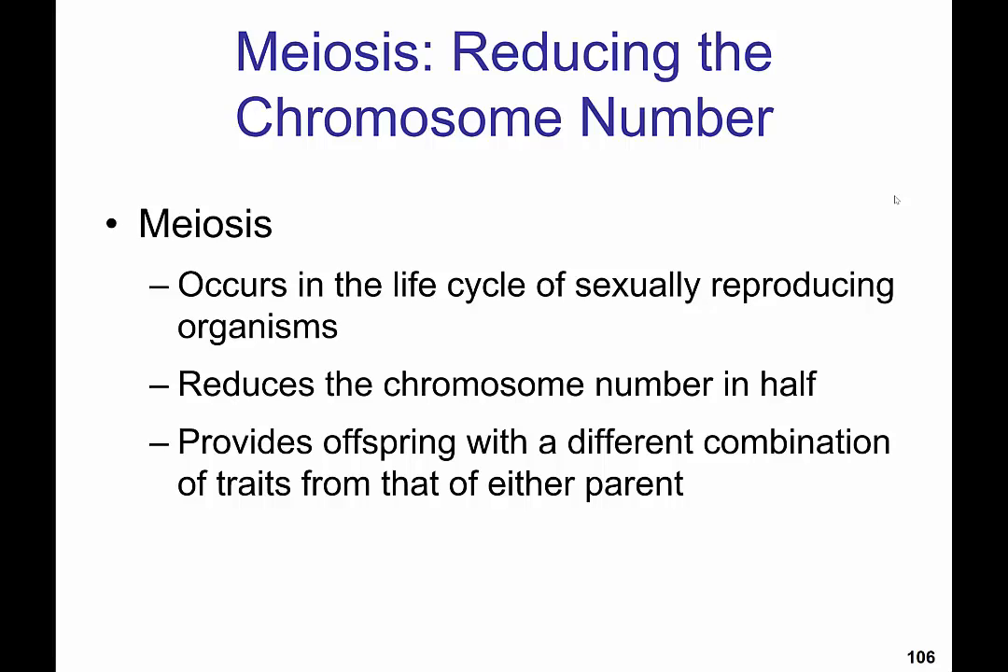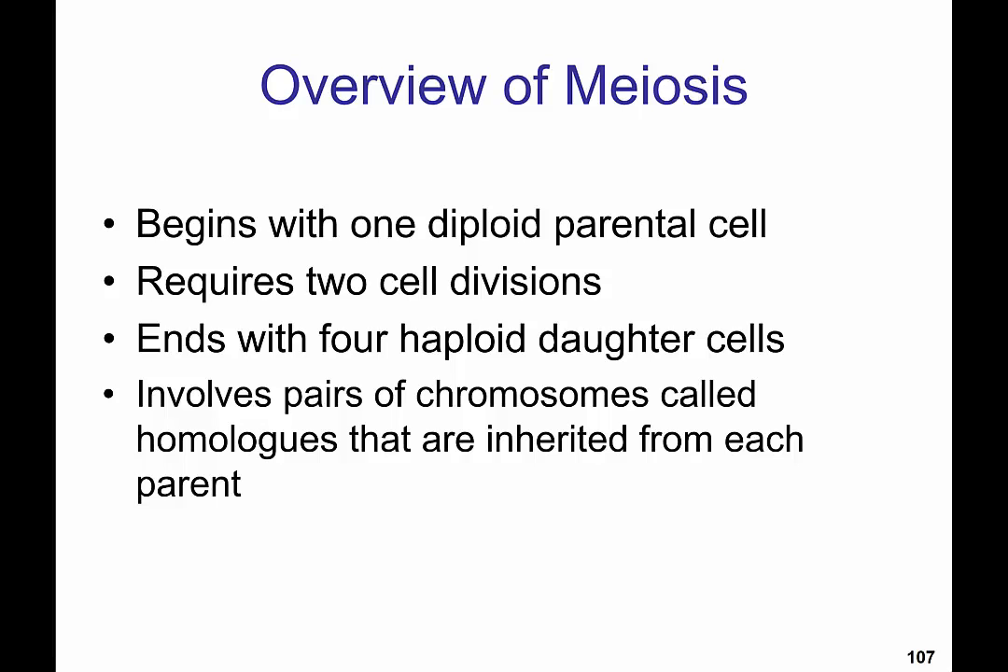So this is different from mitosis. In mitosis, we had genetically identical daughter cells, and in meiosis, we have genetically different cells. Meiosis begins with one diploid parental cell, just like mitosis, but whereas mitosis had one cell division, meiosis has two. Whereas mitosis gave us two daughter cells, meiosis gives us four daughter cells.